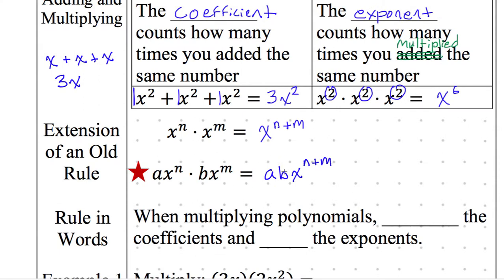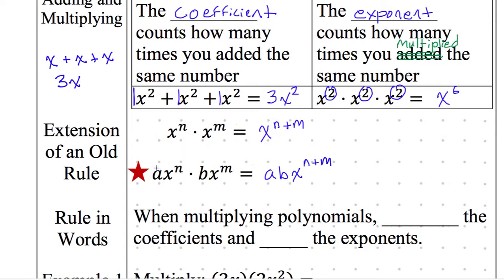I just multiply the numbers out front, and then I add the powers. These A and B, those were the coefficients. I multiply the coefficients because I'm still talking about multiplication here. So I still multiply the coefficients, and when I'm talking about the powers now, I still have to use this rule of powers where I add the powers.